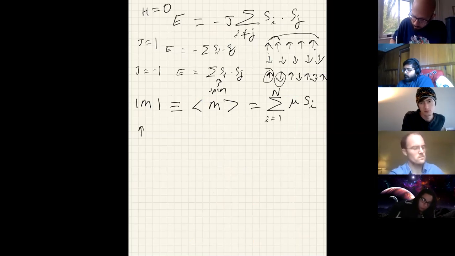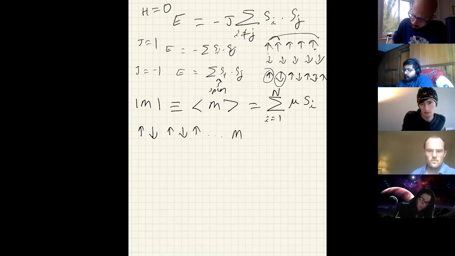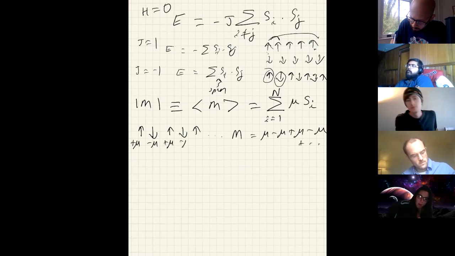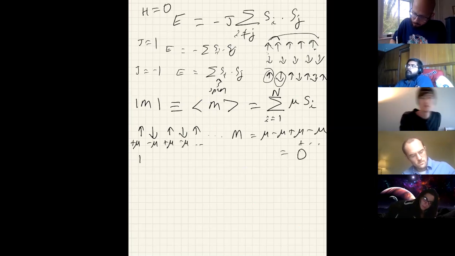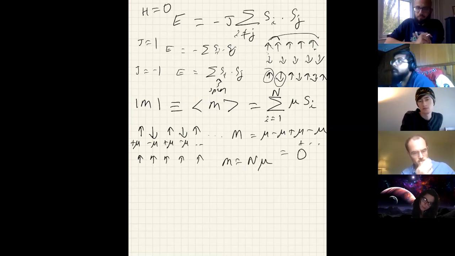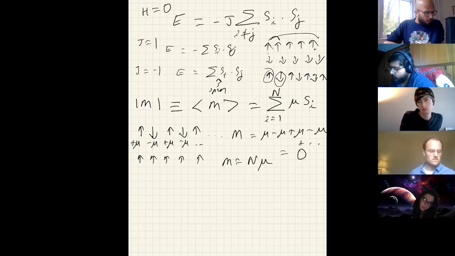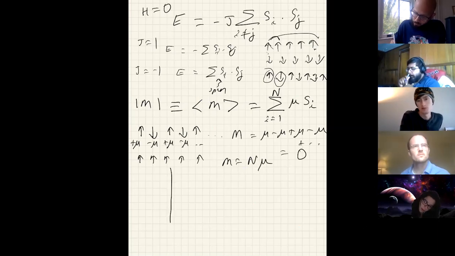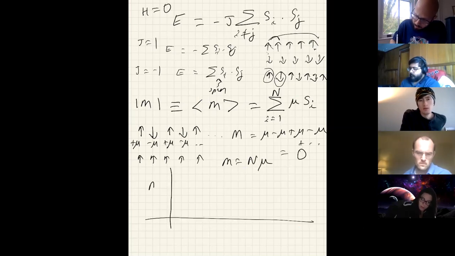So if you had a configuration like this, then the magnetic moment would be mu minus mu plus mu minus mu, and so on. So this is plus mu, this is minus mu, this is plus mu, this is minus mu, and the net would be 0. If you have all spins in one direction, then the magnetic moment would be n mu, right? So the most important question that has led to Nobel Prizes in this field, and that still has scope for more Nobel Prizes, is how does the magnetization depend on temperature?